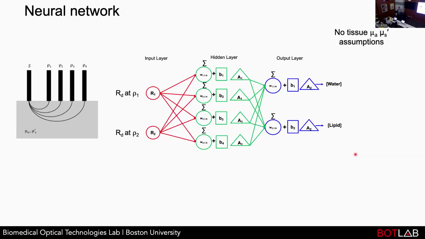Then we used Monte Carlo to go from those synthetic tissue optical properties to expected diffuse reflectance at these wavelengths and source detector separations, and then built the neural network trained on that data to get that relationship between the measurements and the water and lipid.